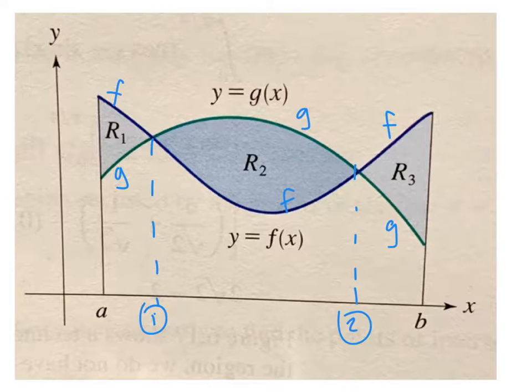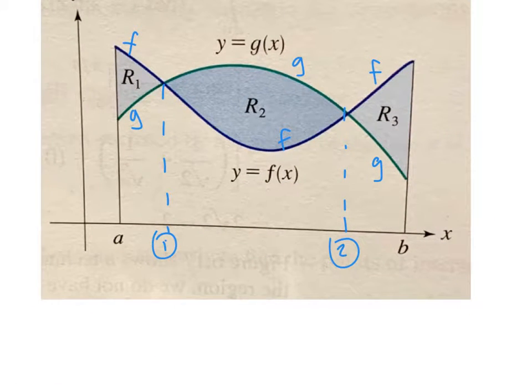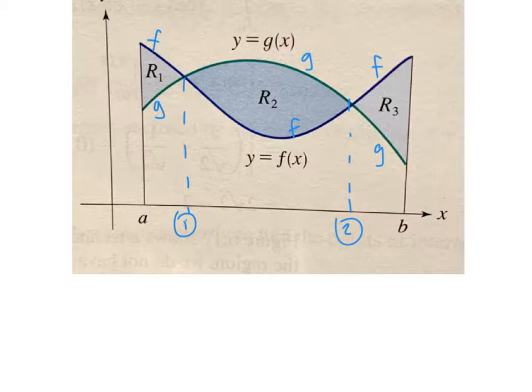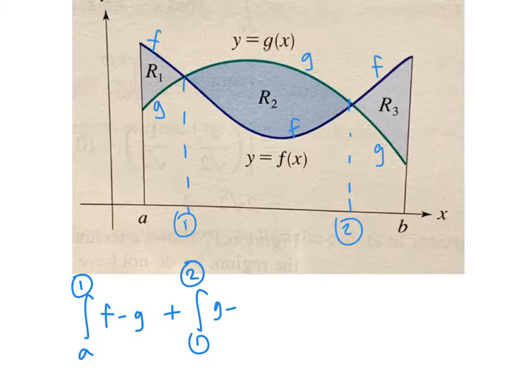So what we have to do is change how we integrate. We have to figure out where the two curves intersect and switch positions so we can integrate correctly. For example, this one, you would have to do from A to 1 of f minus g, plus from 1 to 2 of g minus f, and then from 2 to b of f minus g. So this is going to switch for you, and then you have to integrate each area by itself.